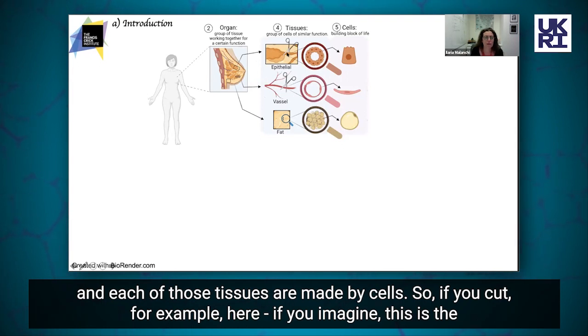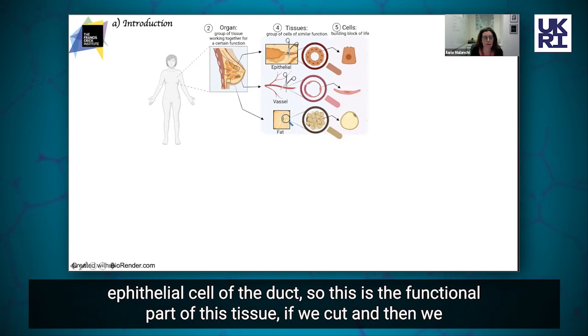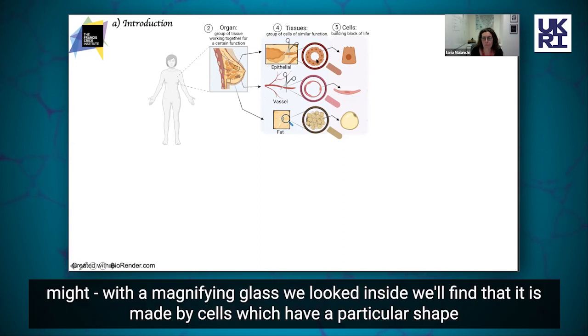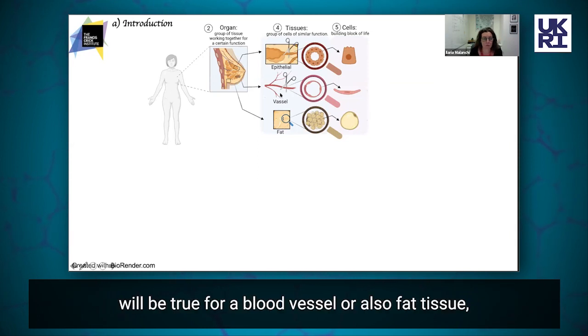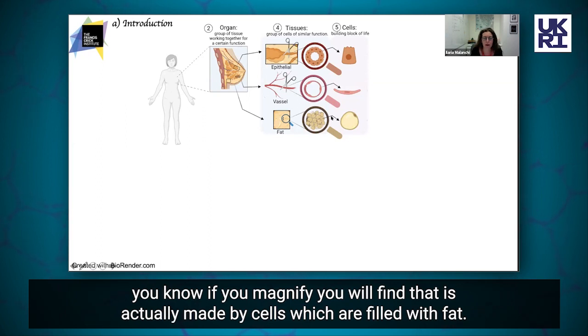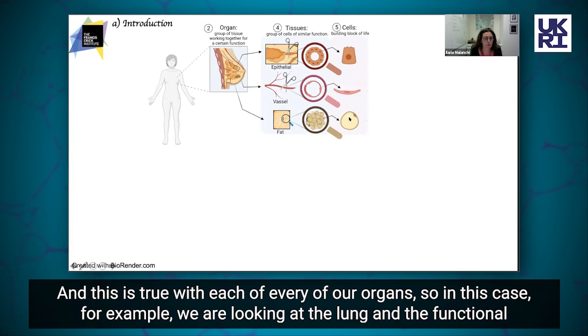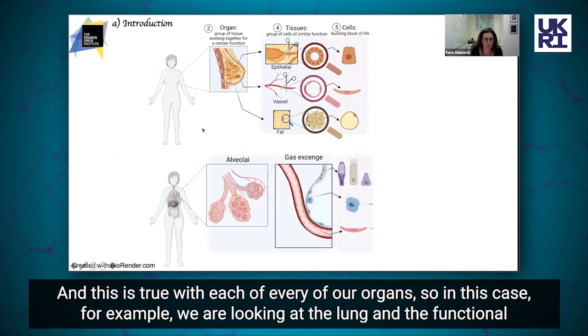If you cut, for example, here, if you imagine this is the epithelial cell of the duct, this is the functional part of this tissue. If we cut and then with a magnifying glass we look inside, we'll find that it's made by cells which have a particular shape and they form this structure. The same thing will be true for a blood vessel or also fat tissue. If you magnify, you will find that it's actually made by cells which are filled with fat. And this is true for every one of our organs.